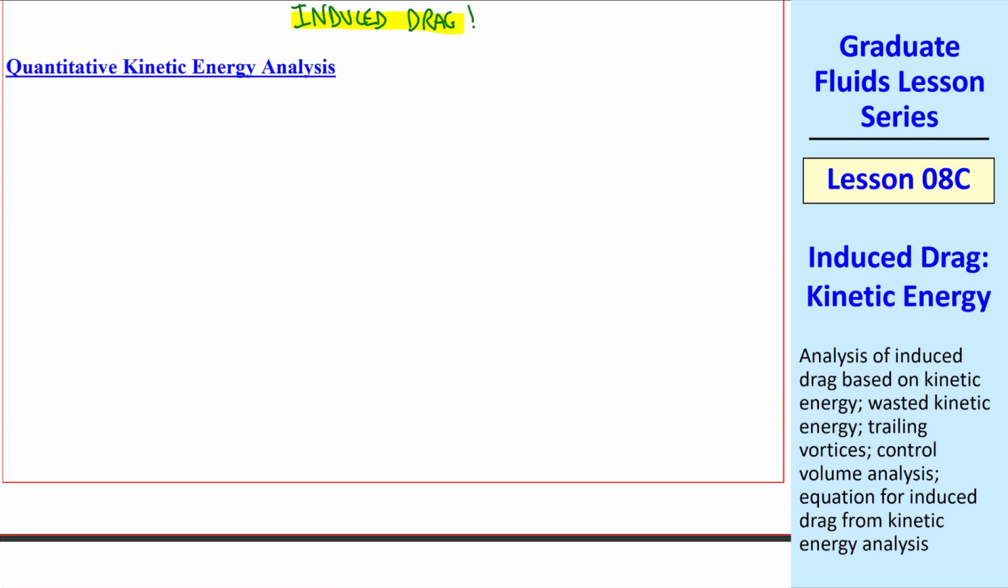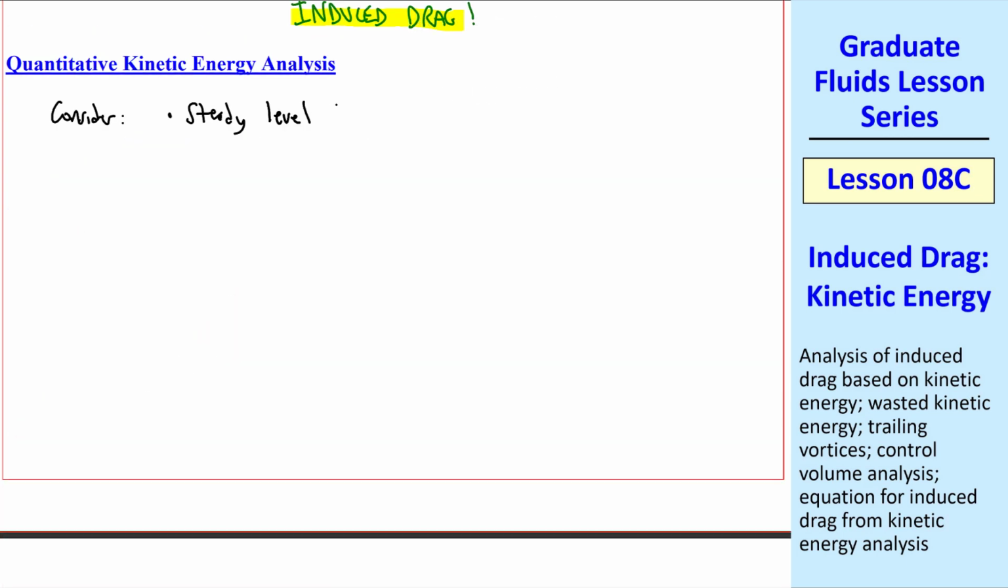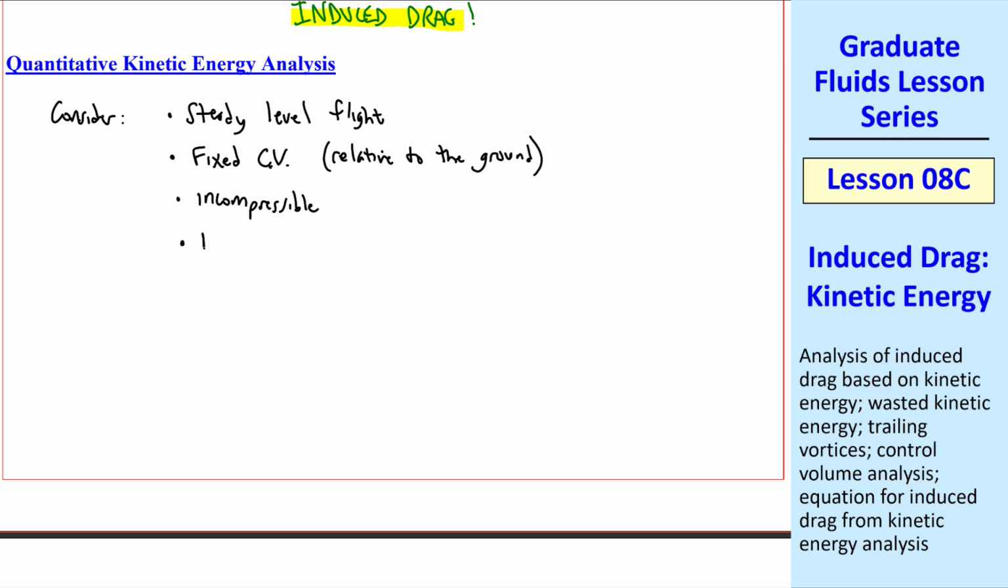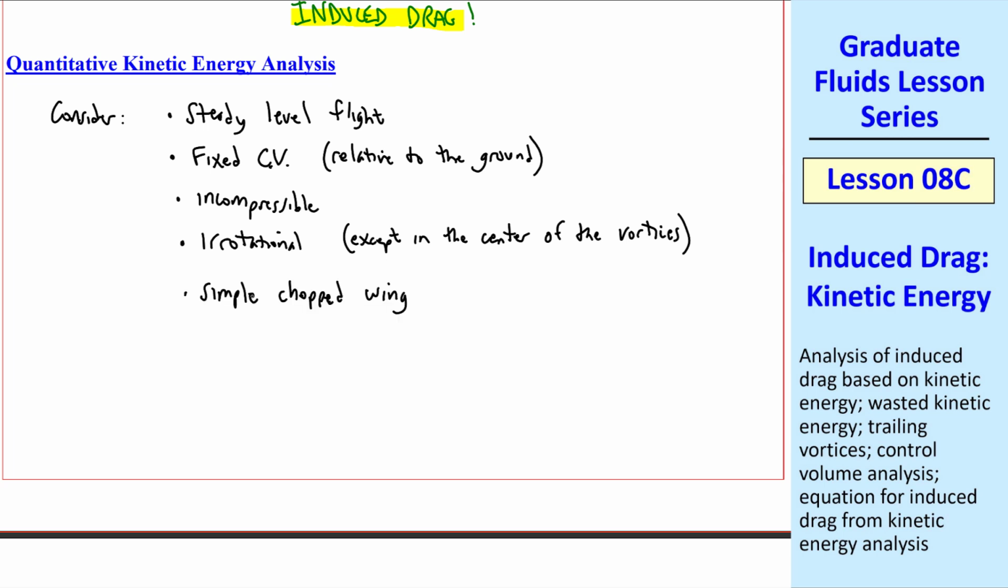Now let's consider this quantitatively. We'll consider steady level flight. We'll apply a fixed control volume relative to the stationary ground, in other words, not moving with the wing. We're assuming incompressible flow and irrotational flow, except in the center of the vortices, of course, which are singularities. We'll model a simple chopped wing, in other words, a two-dimensional wing that is chopped off on both ends so that it is finite span.